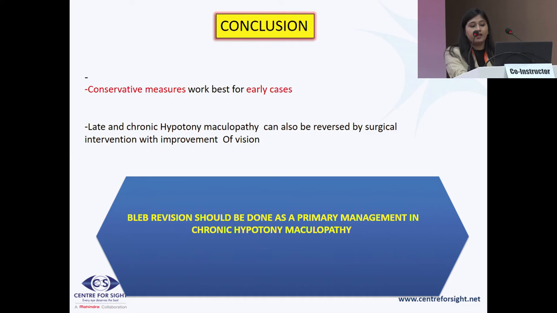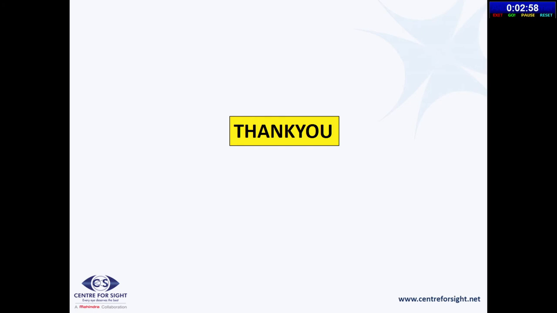It helps in visual recovery, and it's very good for the patient because it will help in raising the pressures. Thank you everyone for listening. Thank you for being here. Thank you, Surbhi. I think that was wonderfully done.